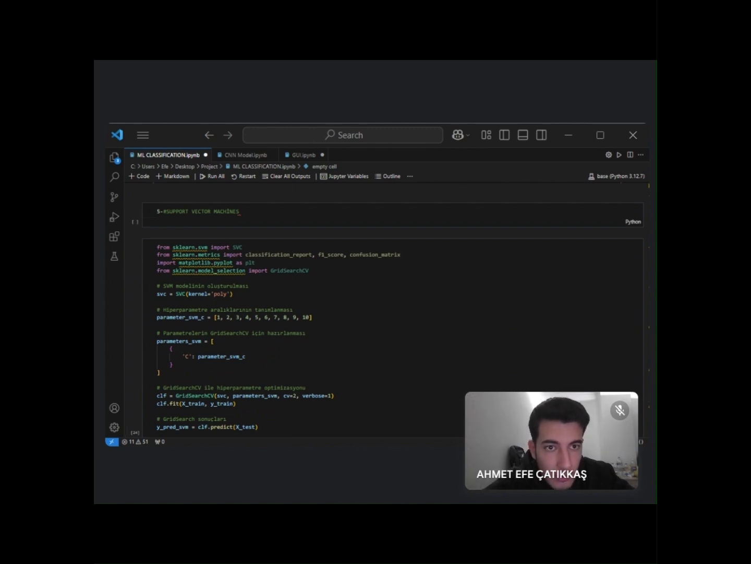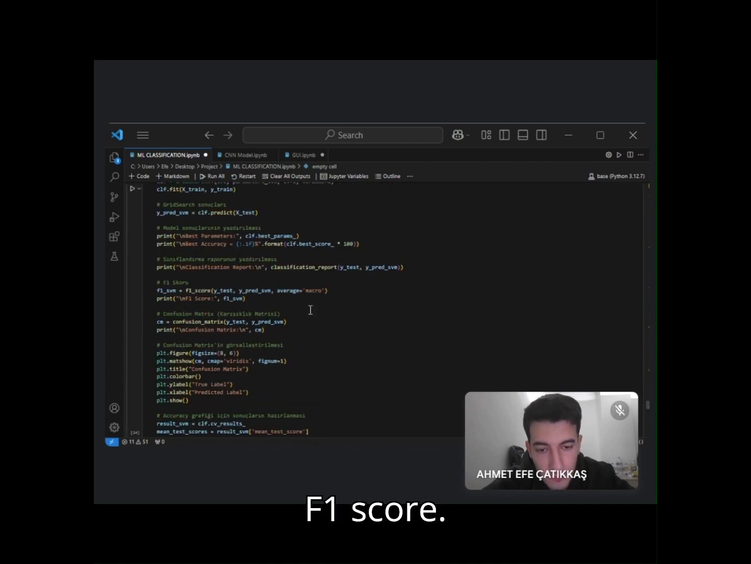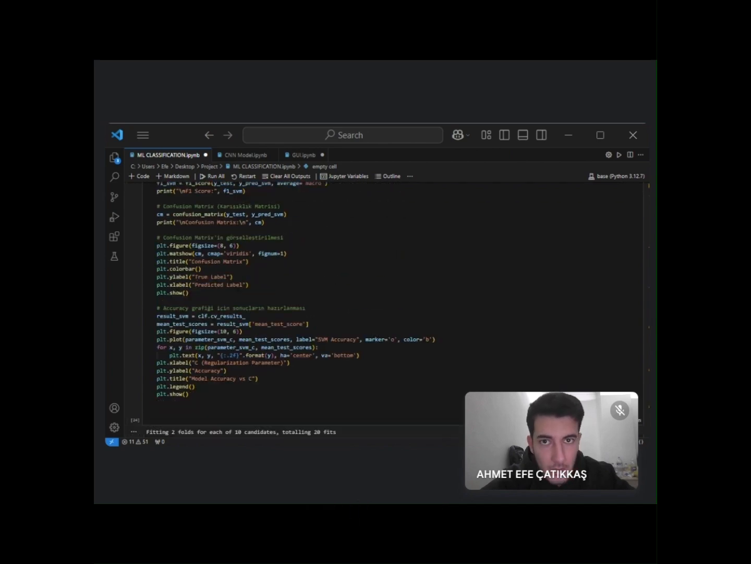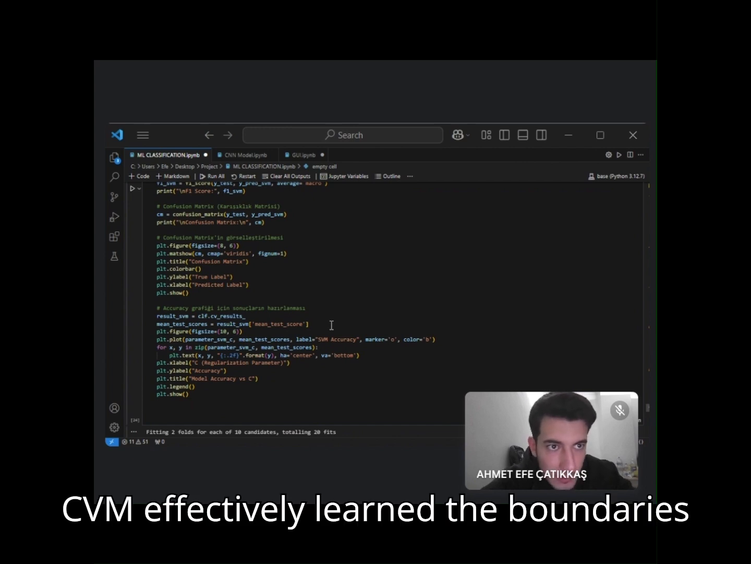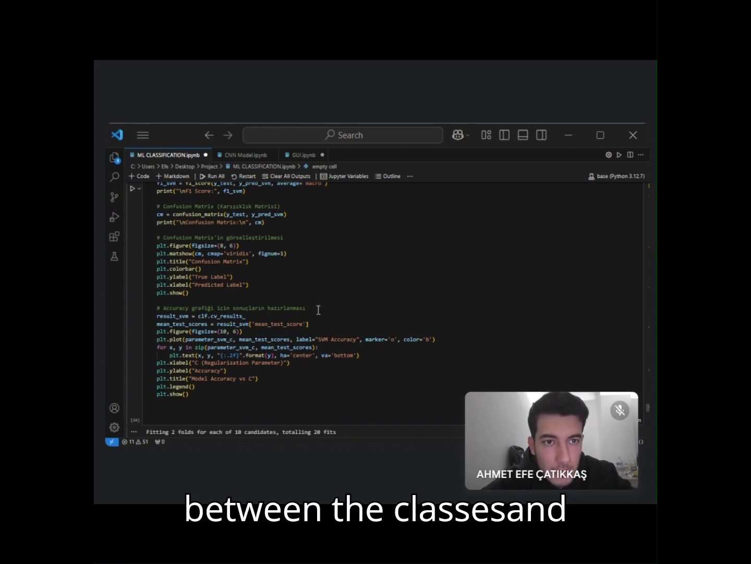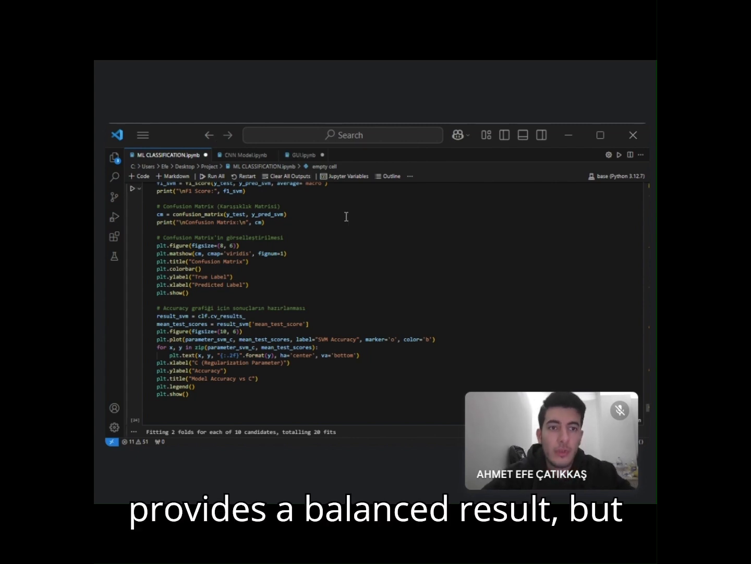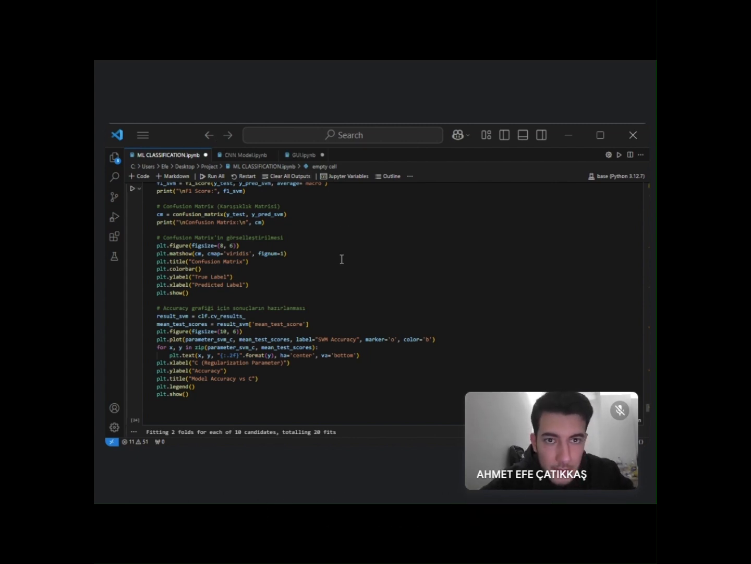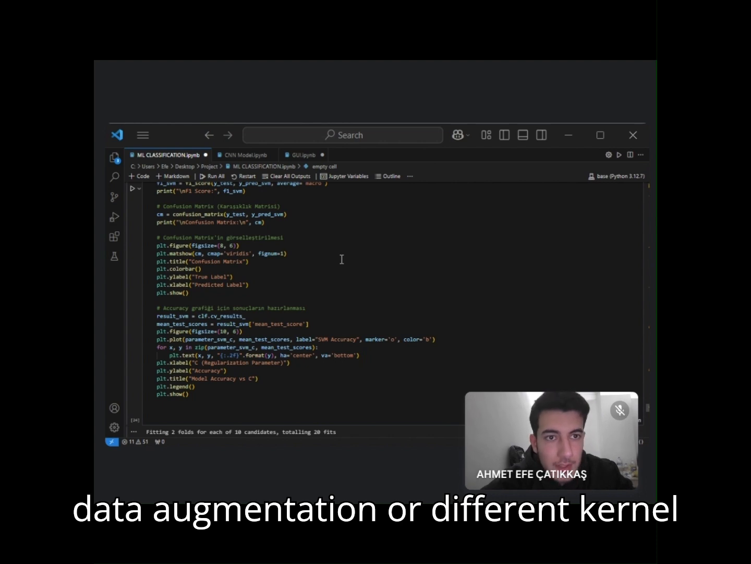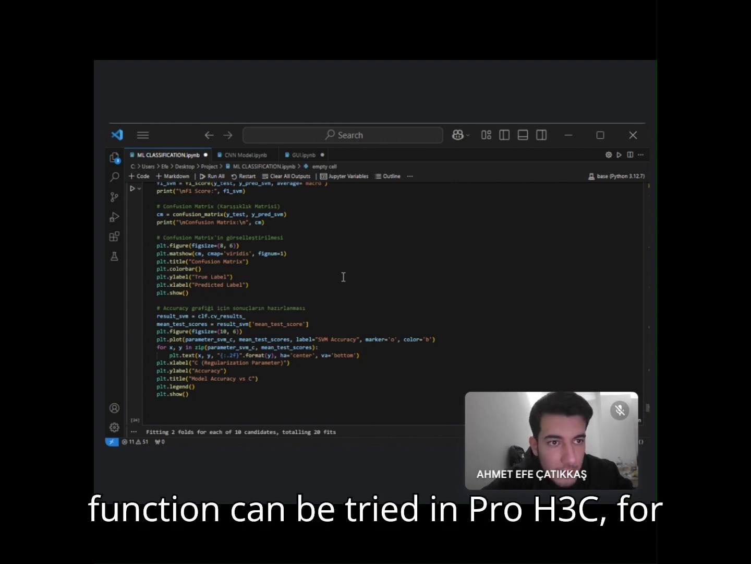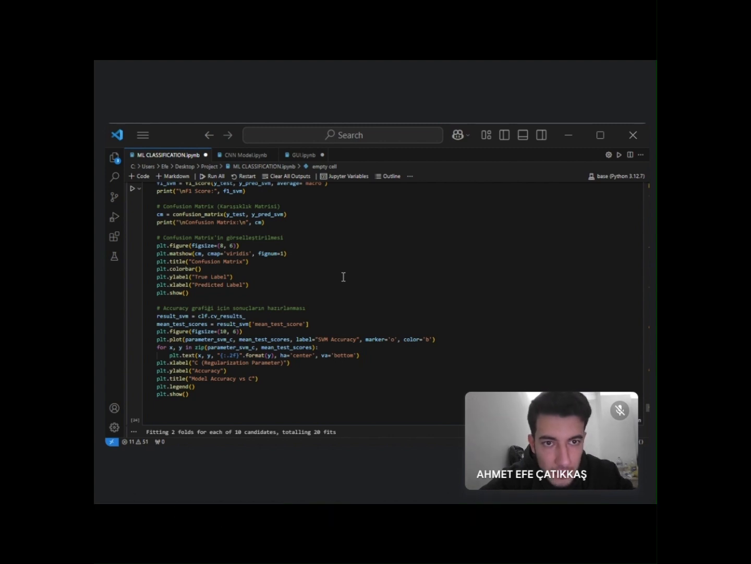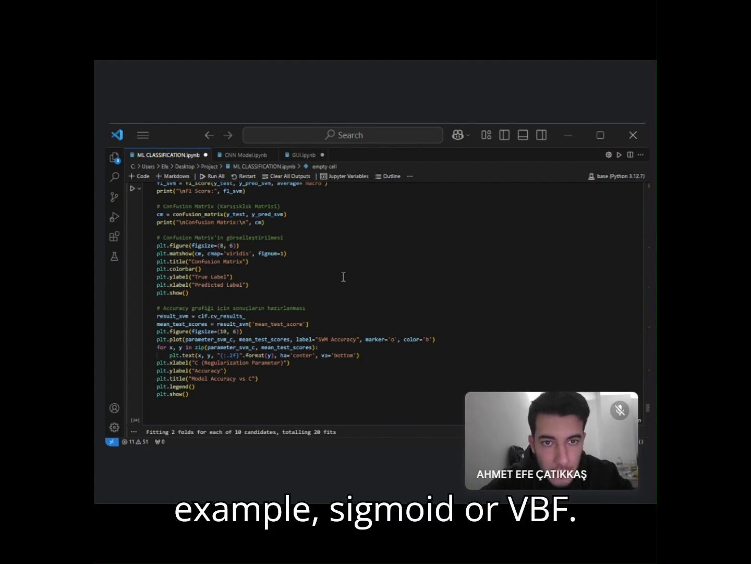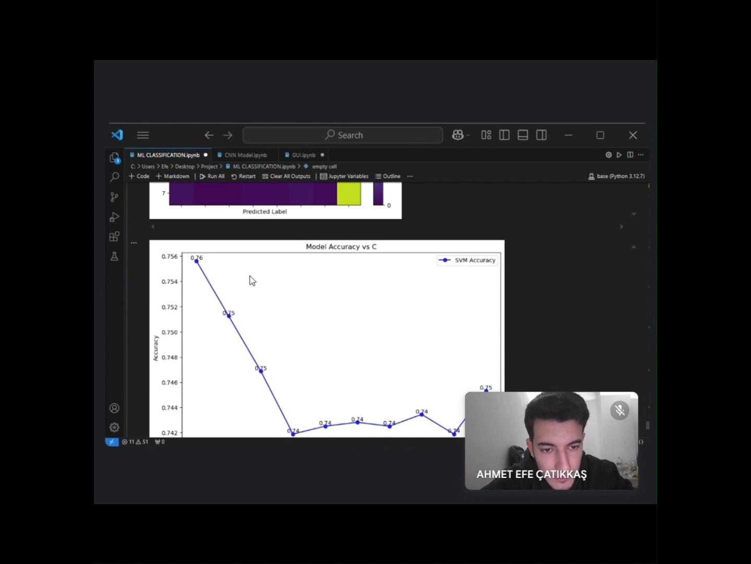Support vector machine. This model achieved 75.6% accuracy and a 0.83 F1 score. SVM effectively learned the boundaries between the classes and provided a balanced result, but different kernel functions, for example sigmoid or RBF, can be tried to improve accuracy. This is the result.